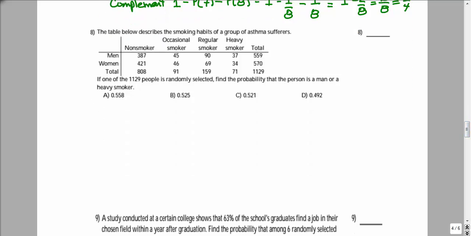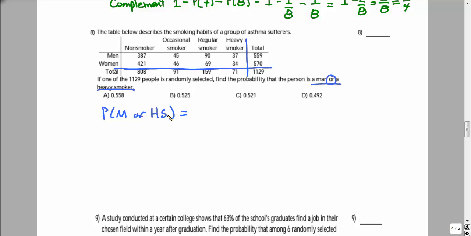Okay, let's go ahead and look at number 8 next. First thing to do when we're looking at this table is to section off the totals, because that'll help us look at these counts a little easier. So we have men and women, and we also have non-smoker, occasional, regular, and heavy smoker. So those are our categories. These are our totals, so everything is already totaled up for us. So they ask us to find the probability that is a man or a heavy smoker. So I'm going to use M for man, and of course we're using the word or here because it's given to us, and I'll use HS for heavy smoker.